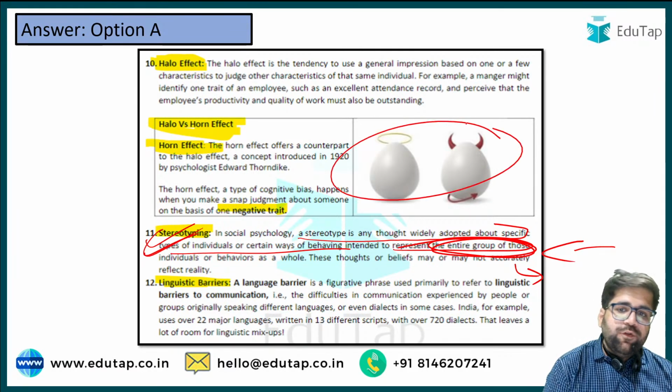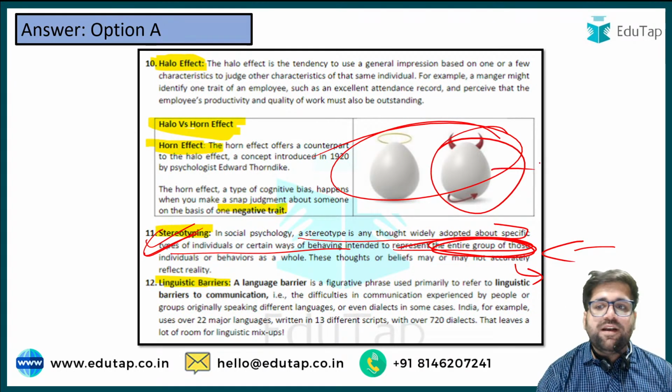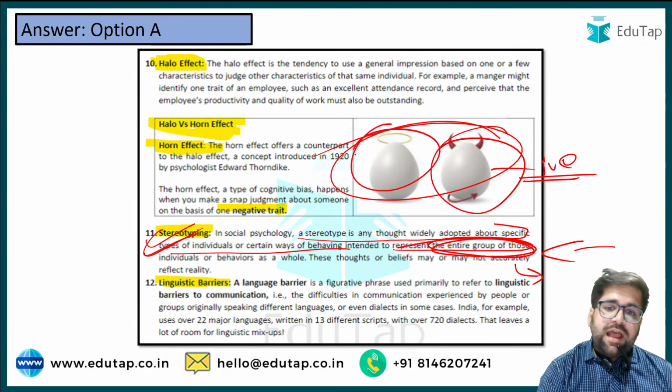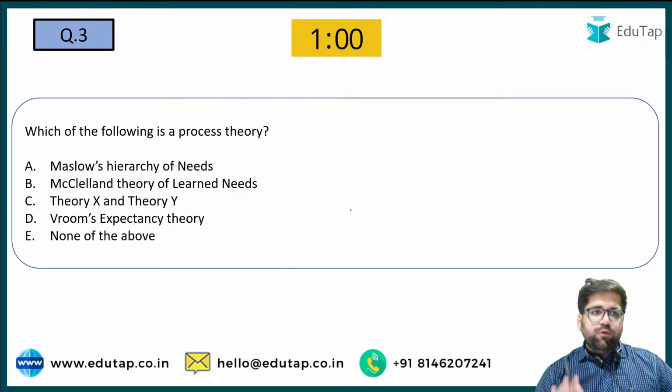And this is a very beautiful representation of halo and horn effect. Horn effect, you may remember, is a negative personality trait. Under halo we take a positive one. So not wasting much of your time, let's move ahead to question number 3.